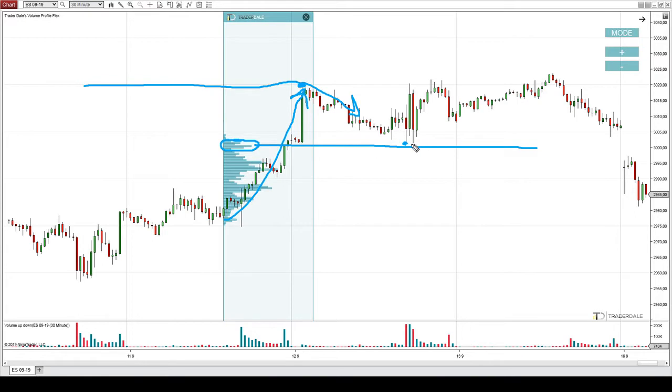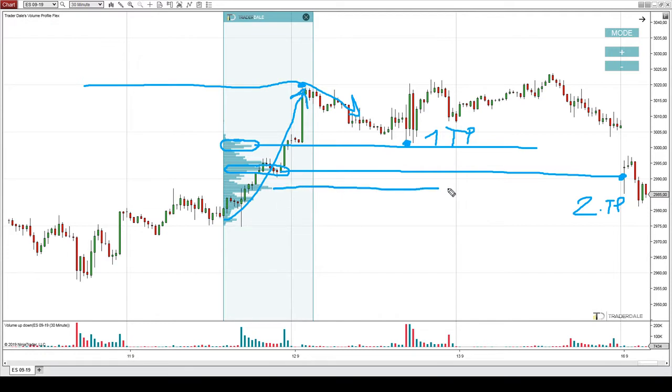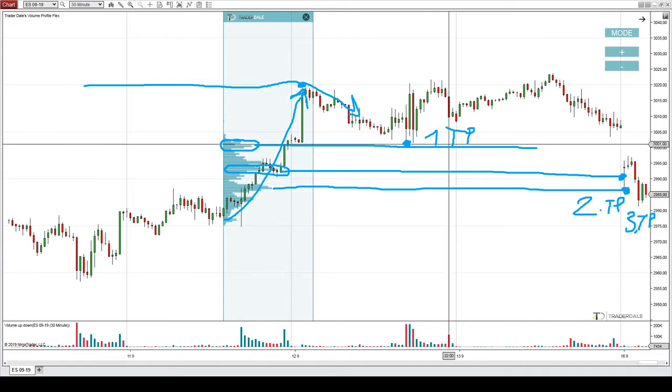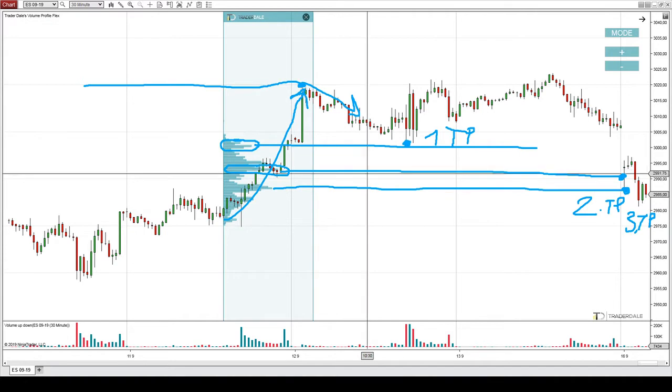Now what you can also do is you can trail your position. For example, take profit in here, then the second one in here, and also what you can do is take a third part of take profit and take it in here. All right, at those three levels. You can do it also like that.